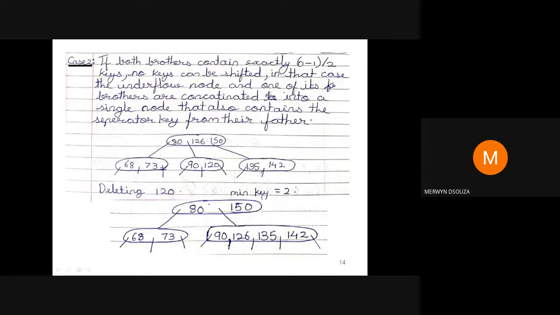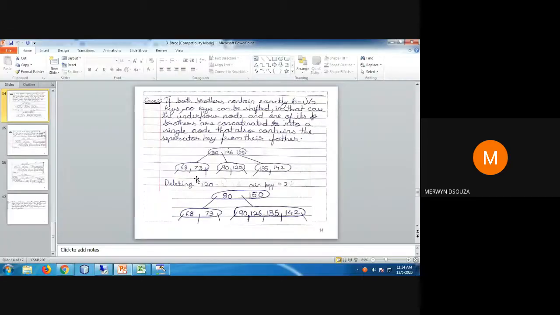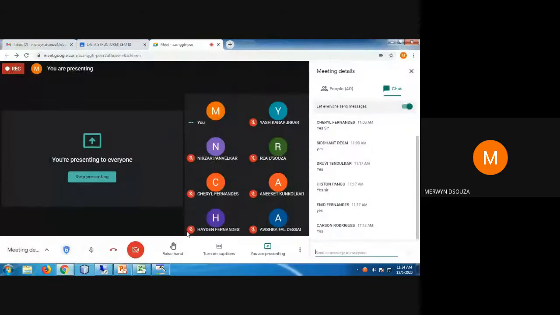Did you all get it? Case 2. Yeah, case 2 is fine.